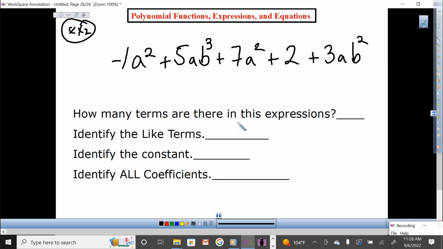You don't have to copy the question anymore. If you want, just use a different color next to the questions that you already wrote before, and just answer it there. I'll give you some time.